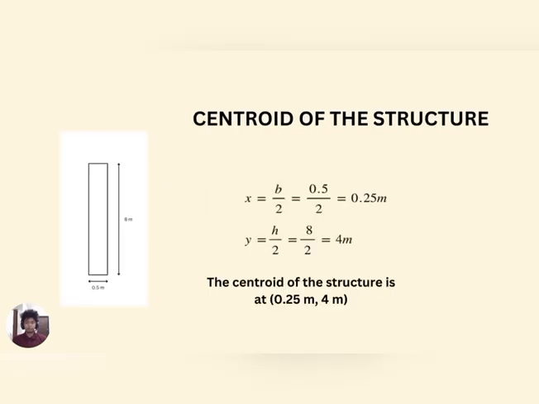For the centroid of the structure, x equals beam over 2, or width over 2, so 0.5 over 2 will be 0.25. For y equals h over 2, which is height over 2, so 8 over 2 will become 4. So the centroid of the structure is at 0.25 meter for the width and 4 meter at the height.